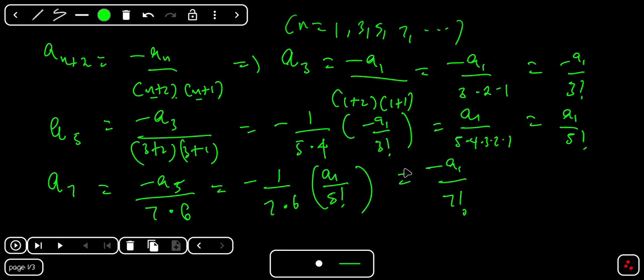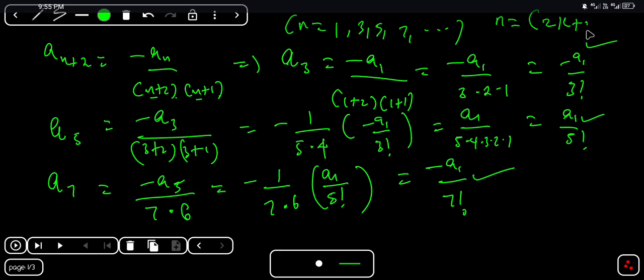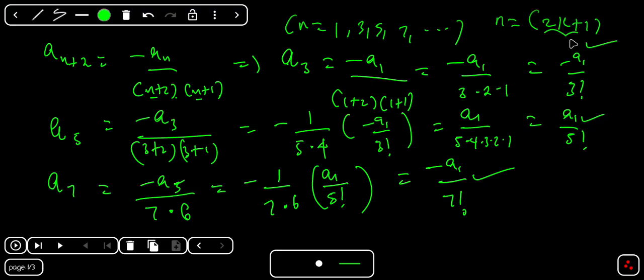Okay. So now let's generalize this also. If you look at it, a3 is minus a1 over 3 factorial, a5 is a1 over 5 factorial, a7 is minus a1 over 7 factorial. This is also an alternating sequence. Are we together? And we know that an odd number is of this form: n is equal to 2k plus 1, where 2k is even, and if you add 1 to an even number, you are going to get an odd number.